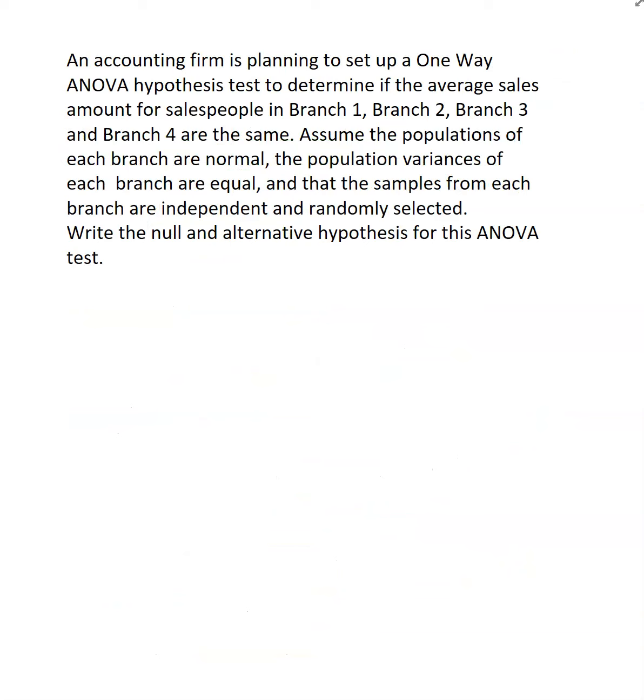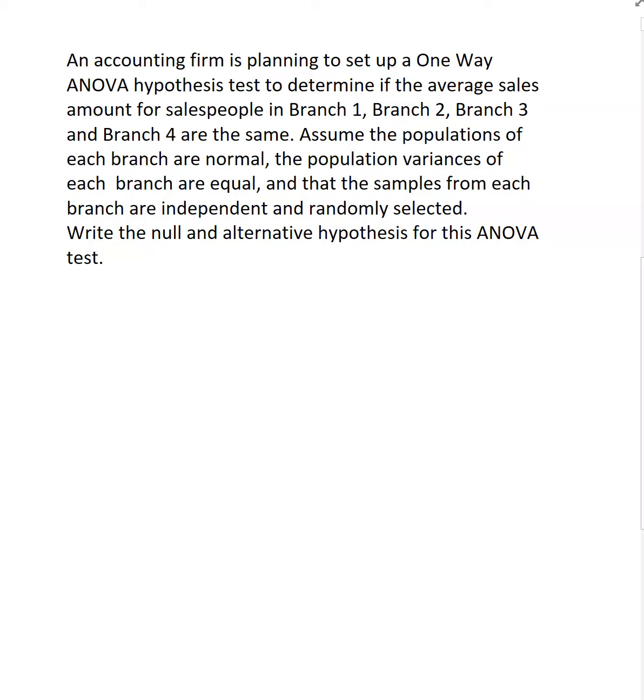Here's the next problem. An accounting firm is planning to set up a one-way ANOVA hypothesis test to determine if the average sales amount for salespeople in branch 1, branch 2, branch 3 and branch 4 are the same. Assume the populations of each branch are normal, the population variances of each branch are equal, and that the samples from each branch are equal. Write the null and alternative hypothesis for this ANOVA test.